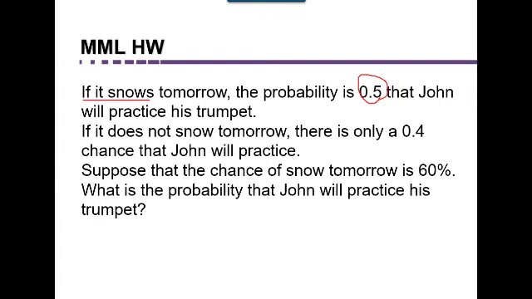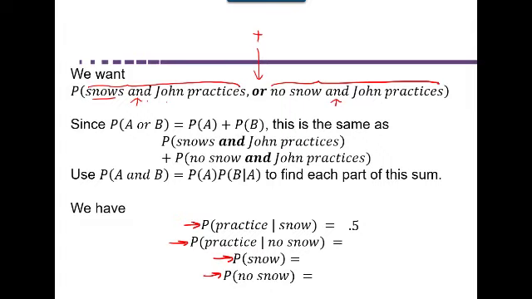Okay, so what's the probability that he will practice given no snow? Or given snow has occurred, rather. Going back to the description of the problem, it tells us flat out that the probability is 0.5 that John will practice his trumpet if it snows, and it's only 0.4 if it doesn't snow. So if it snows, 0.5. If it doesn't snow, 0.4. We're also told that the chance of snow is 60%. So the probability that it will snow is 0.60, or just 0.6.